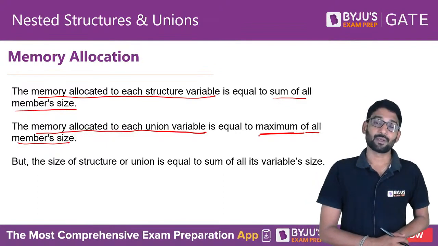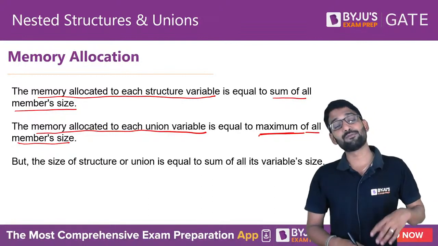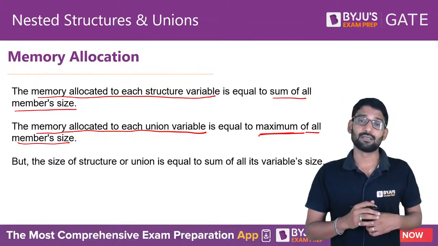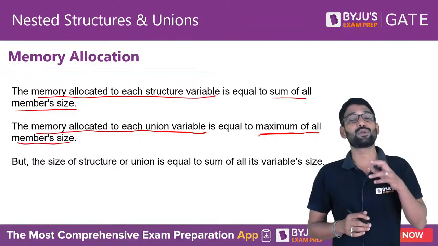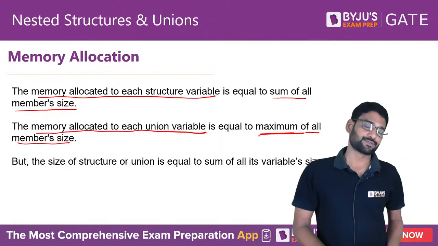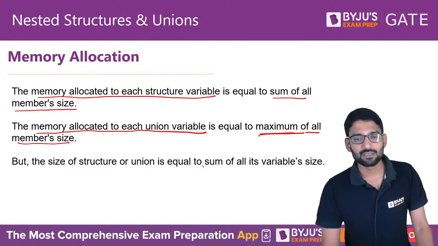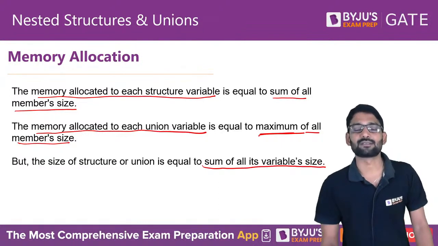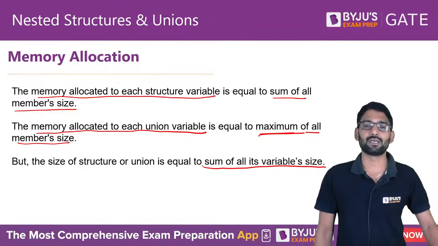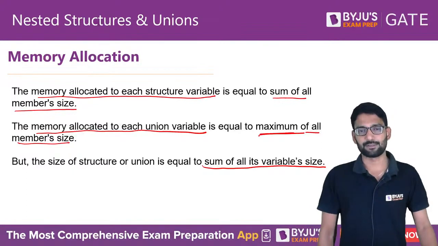right? But if you wanted to know the size of the structure or the size of the union, not its variable size, then for either structure or union, it is equal to the sum of all its variables' size. Structure size or union size will be equal to what? Sum of all its variables' size.